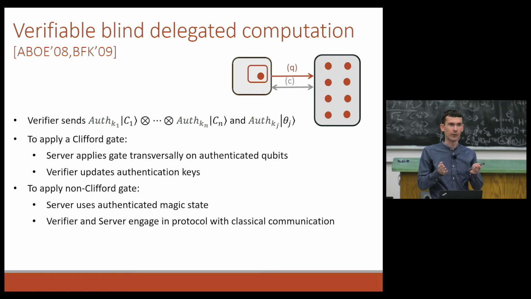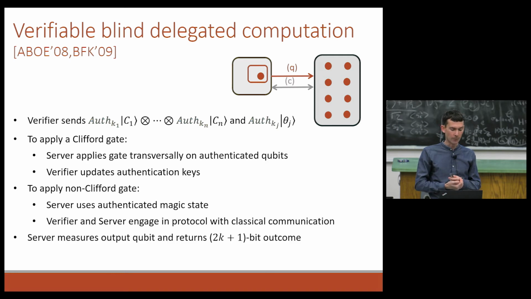So that involves a little bit of classical communication. The verifier is going to check the outcome of that measurement, and if the checks go through, then it's going to proceed with the execution of the protocol until the end, where the prover is going to measure all the qubits and report the outcomes. Again, the verifier checks the traps and decodes them.